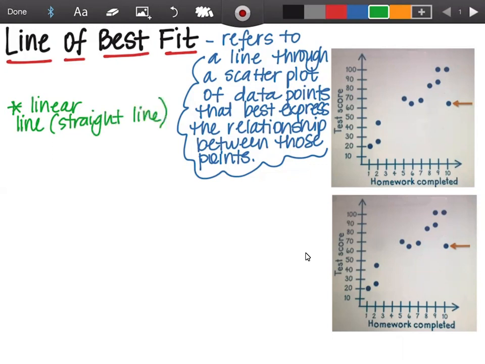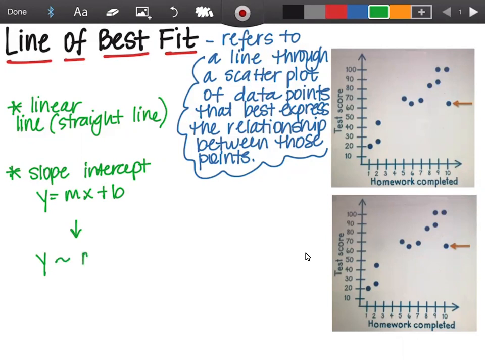Eventually we will be using slope-intercept form to find the equation for a best fit, and it'll be an approximation. So slope-intercept is y equals mx plus b. For line of best fit, we will be using y and then this squiggly line, which means approximately equal to, mx plus b. All right.